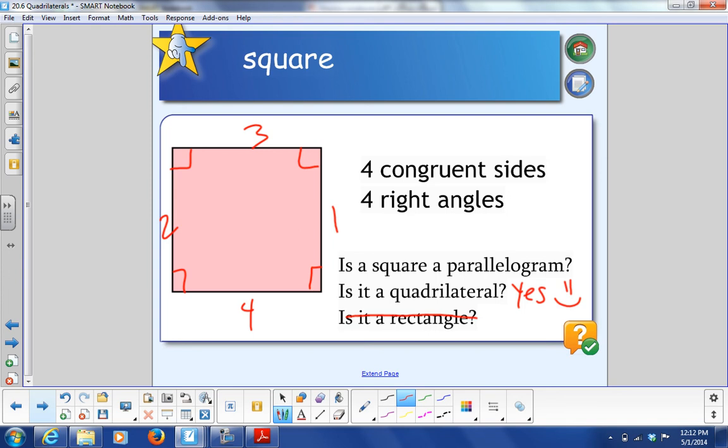And lastly, is a square a parallelogram? Remember, a parallelogram has two congruent sides, which are the same, and two parallel sides. Mrs. Fernley's parallelogram is horrible, but it would not be a parallelogram.